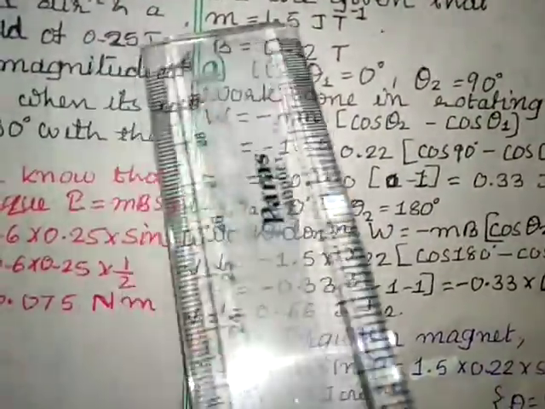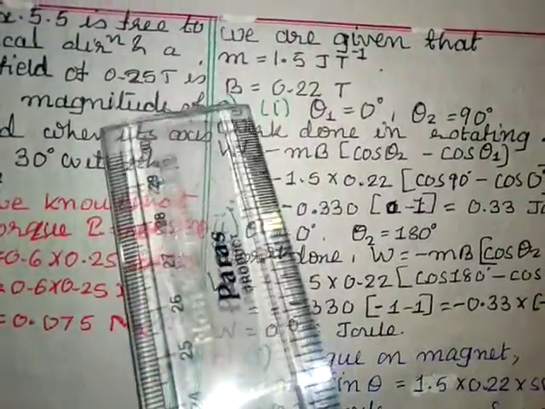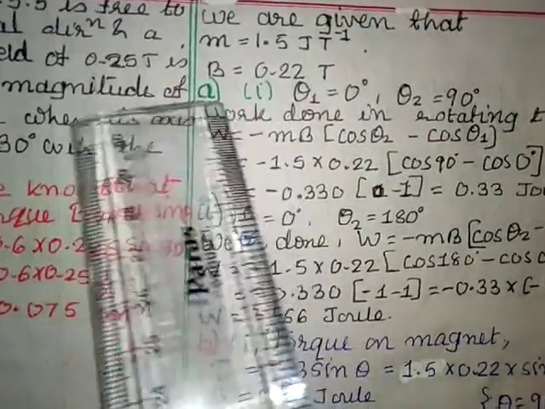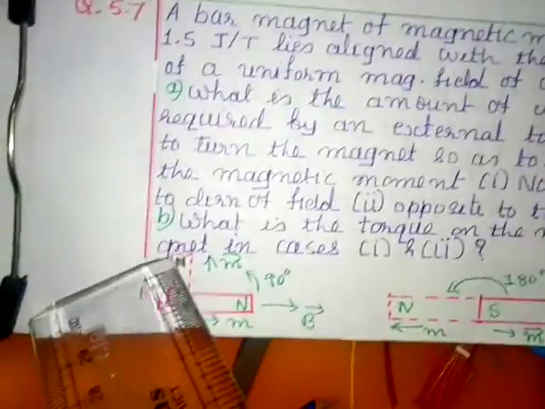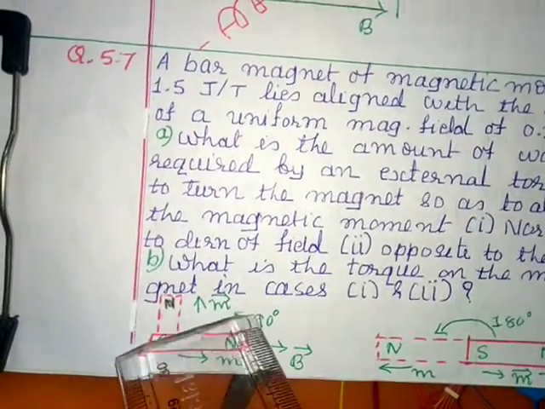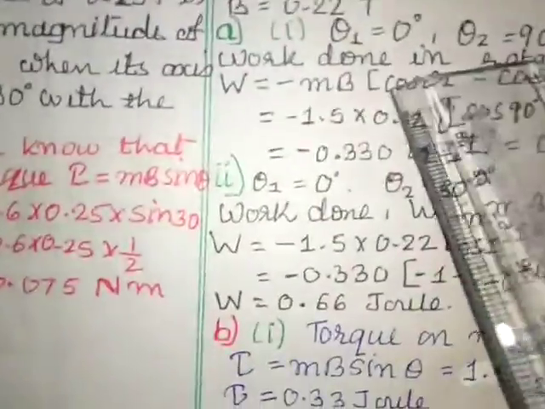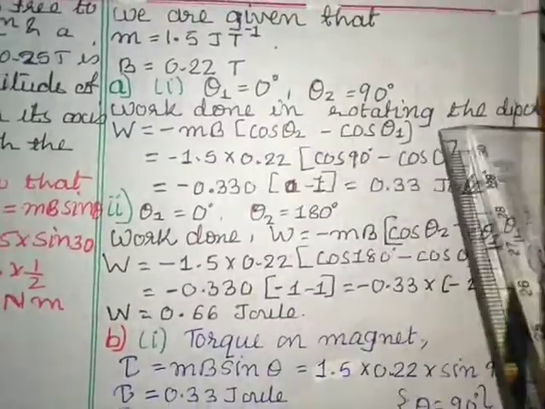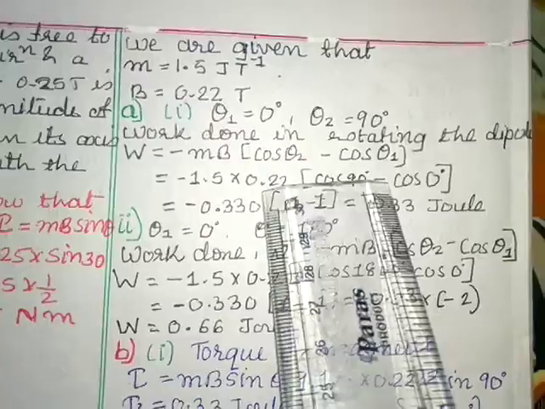So what we are given, we'll write first. We are given that M is equal to 1.5 Joule into Tesla to the power minus 1, and B is equal to 0.22 Tesla. Part A1. Theta 1 is 0 degree. First it is aligned with the magnetic field, and then in the second position it is turning to 90 degree. So we take theta 2 is equal to 90 degree. Work done in rotating the magnet, W is equal to minus mB (cos theta 2 minus cos theta 1).